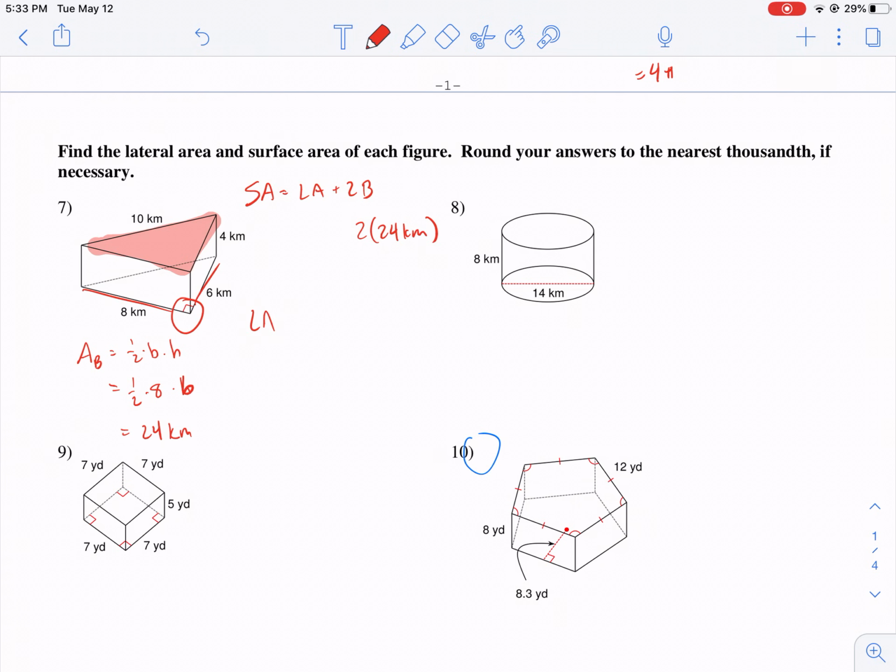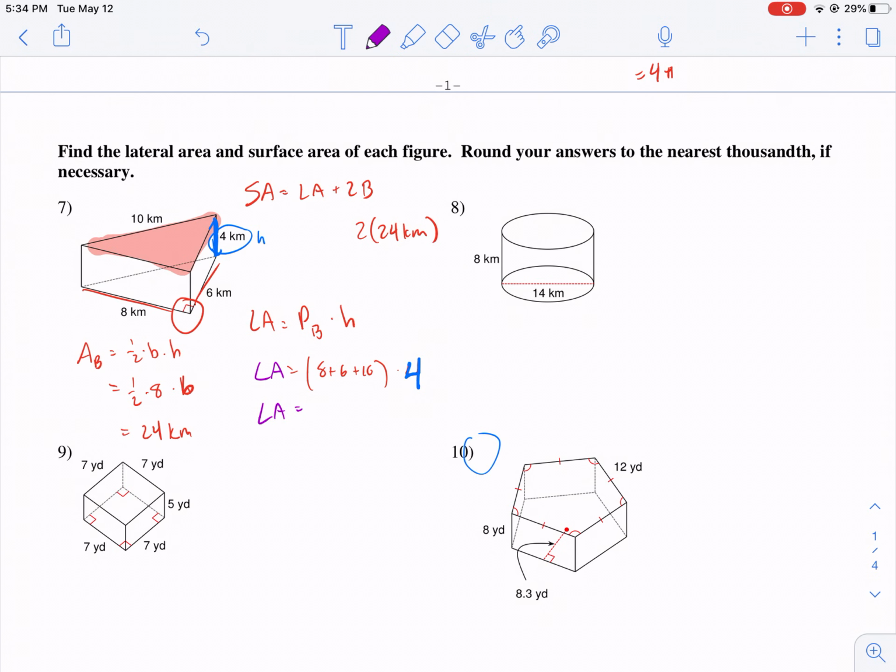Now we need the lateral area. Lateral area is the perimeter of the base times the height. So the perimeter of the base, we have 8, 6, 10. Perimeter is 10. Oops, sorry, not 10. 8 plus 6 plus 10. And we're going to multiply this by the height of the prism. The height of the prism is 4. As you can see, the distance between the two bases is 4 units. So that is our height. Let me actually write that in blue. Okay, we're going to multiply these together to get our lateral area.